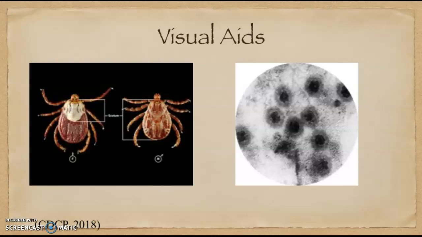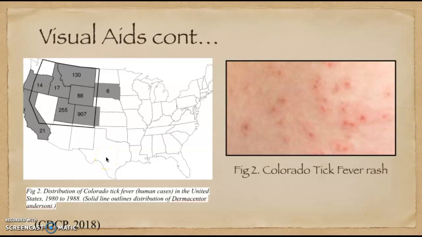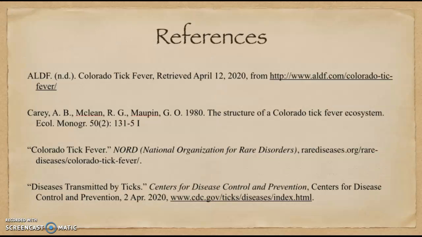On the left picture are the male and female ticks. The left is the female tick and the right is the male tick. On the right figure is a picture of how it looks in a microscopic image. The left figure is the area where cases of tick fever are highly observed. The right picture is what the Colorado tick fever rash looks like. The following slides are my references.